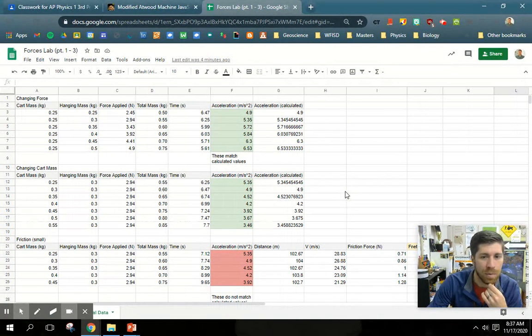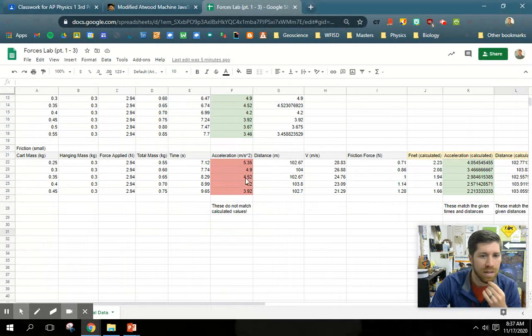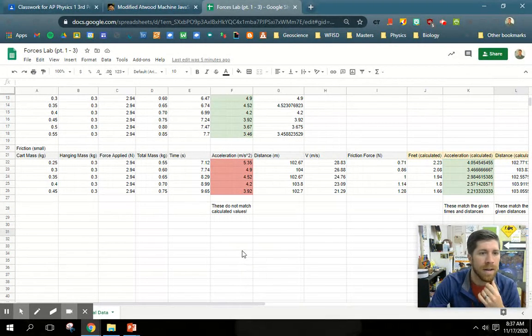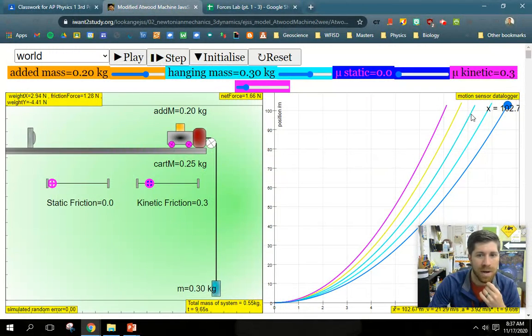I have some data here to show the example. The simulation works really well for part one, where you're looking at the changing hanging mass and the changing mass of the cart. You get nice normal trends with your acceleration and your time data, and you could of course graph that. But when you add your friction, things get wonky for some reason, and I haven't yet figured out why.